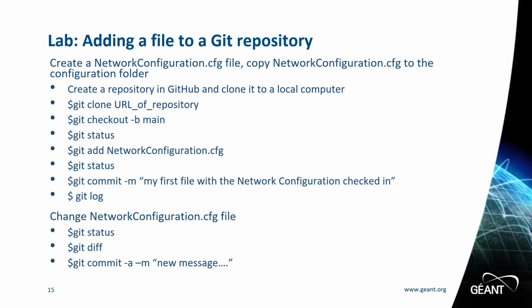When you change the network configuration.txt file to update the file in the repository, you must check the status of the repository. Show the difference with the head, and then commit the updated changes of files to the repository.